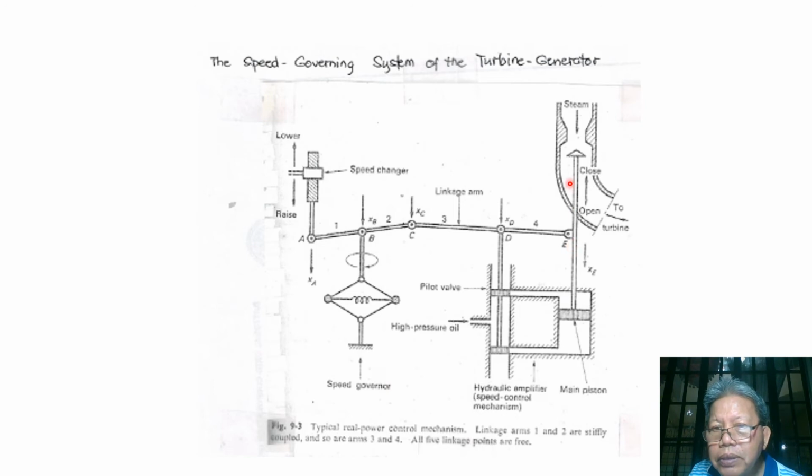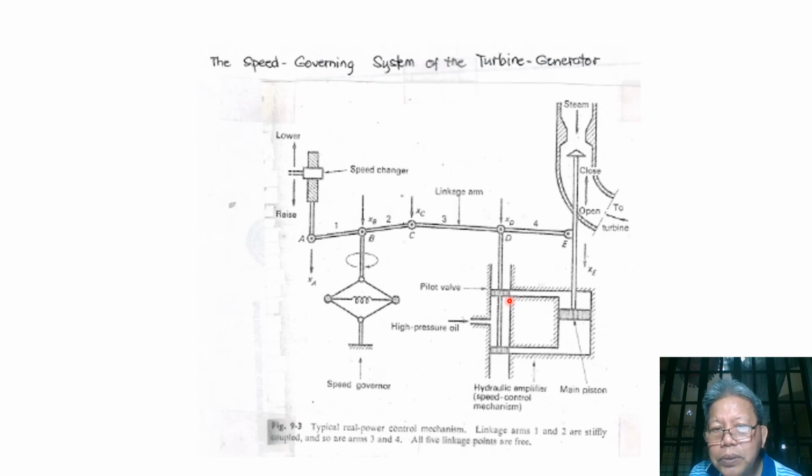So, in effect, we are now opening our steam valve because of the movement of the big cylinder here. So that's how our mechanism works in shutting down our steam valve, or opening up the steam valve.